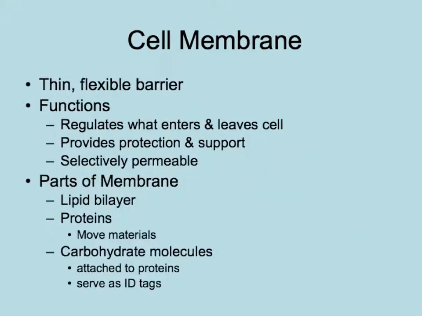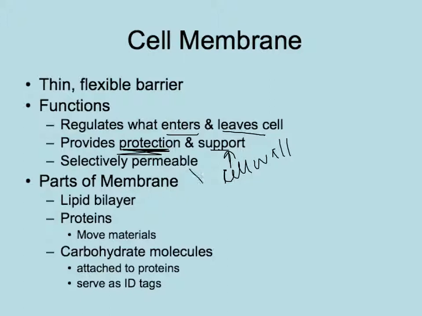So we start out first as a reminder of what the cell membrane is. Now this is not on your 2-column notes, this is from the slides from last time with cells, but I want to pull it back up just so we remember what it's like. The cell membrane is a very thin, flexible barrier, which means it moves. It's going to regulate what enters and leaves the cell. It's going to provide protection for the cell and a little bit of support, but the main support in a plant cell would be the cell wall.